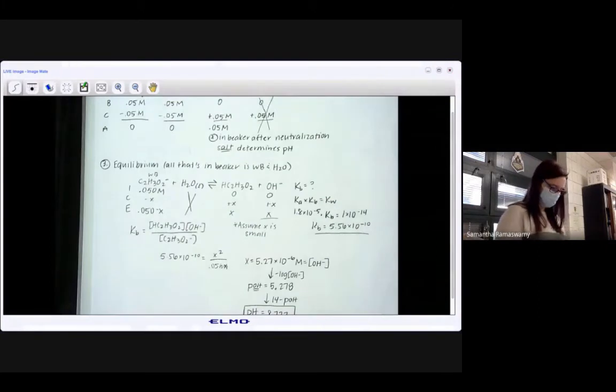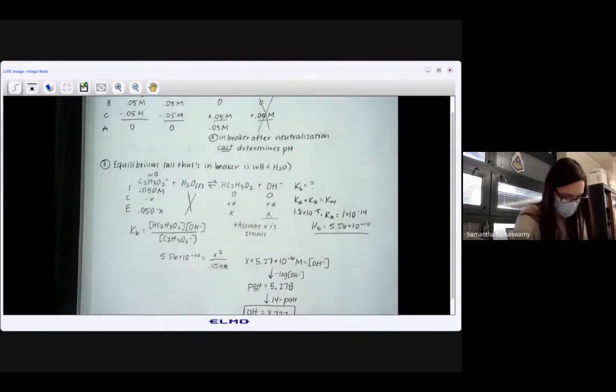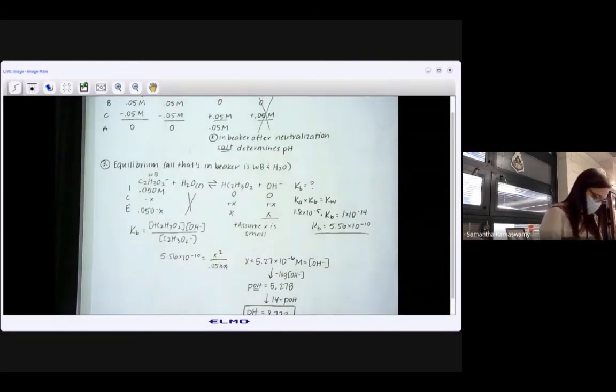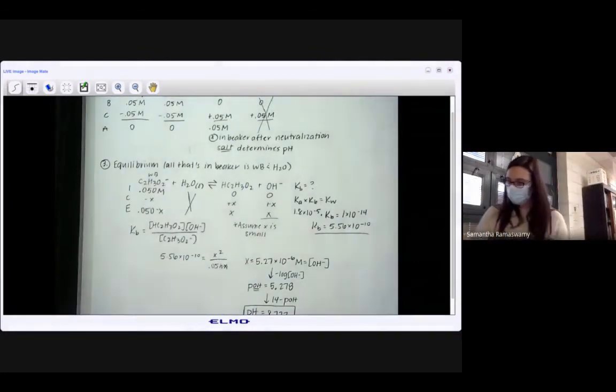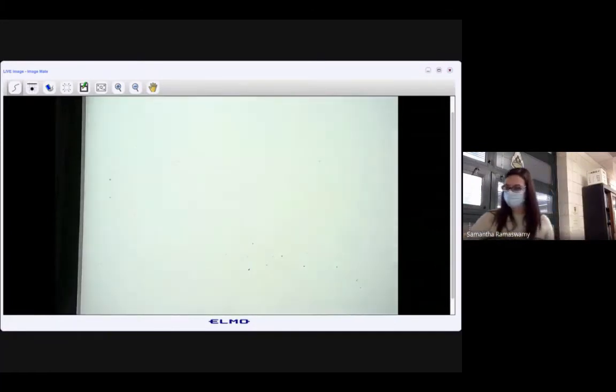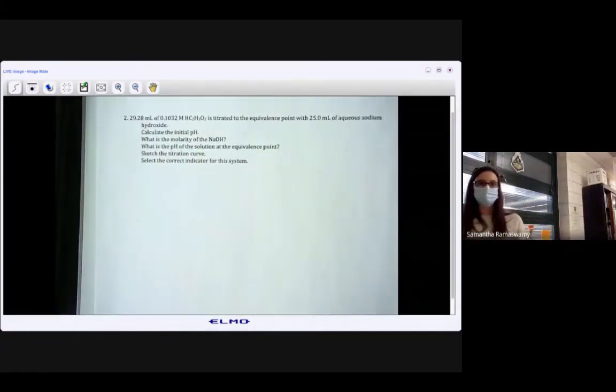I know, this makes your brain hurt. It's long. It's long. So then we'll take a look at number 2. Number 2 isn't quite as long. We just have one of the pH at the equivalence points.